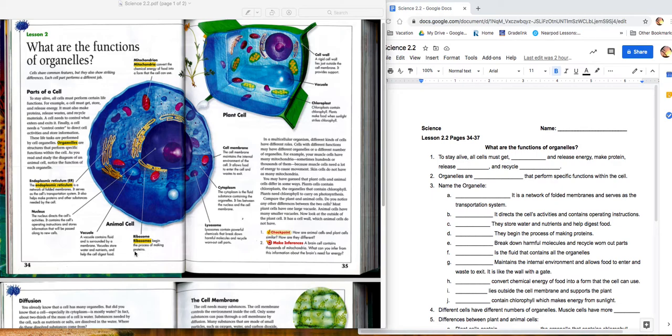Ribosomes begin the process of making proteins. So it's going to take the nutrients that we need and it's going to start making the proteins. Proteins are what make up your DNA, which make you you. And so ribosomes help do that process.